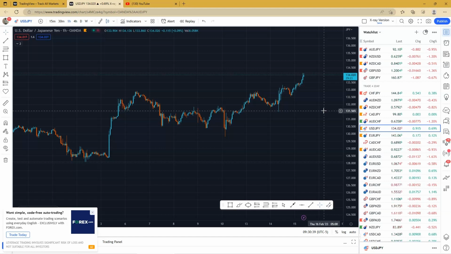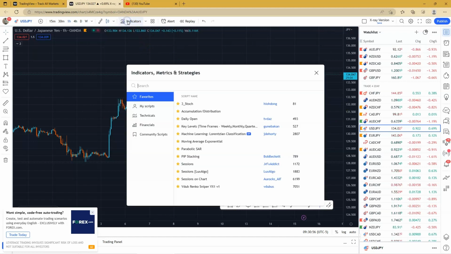We are also looking for confluence. We're going to look for other areas in which price may come off of a major area of support, or where there's some accumulation. But we'll get into that. Really, we're going to make the strategy really simple, and it's pretty much straightforward. We're going to go into our indicators. I already have the indicator on, but what I want you to look up is the daily open by TV-DAS.